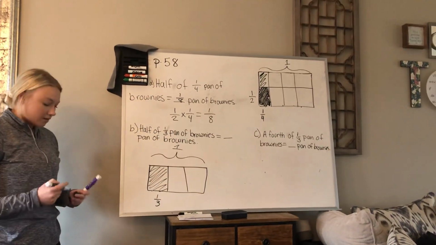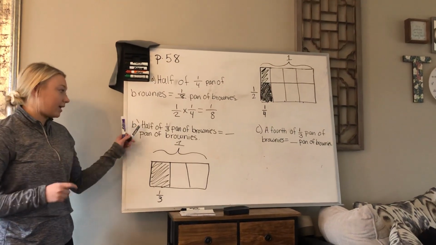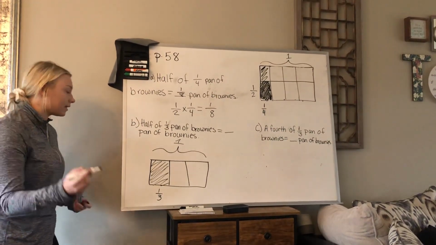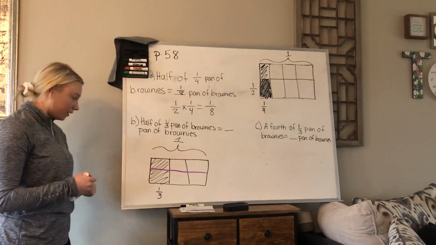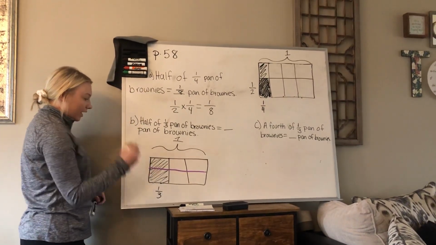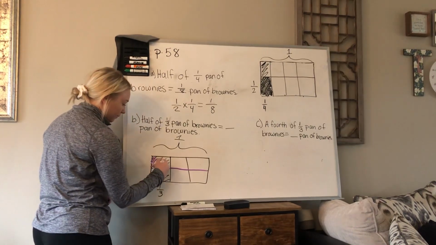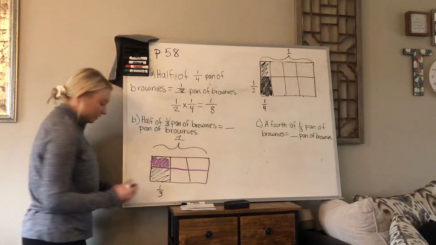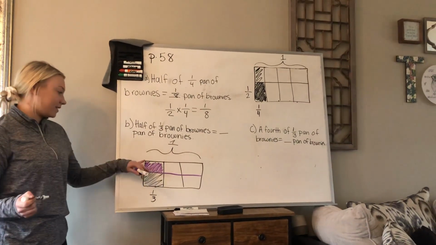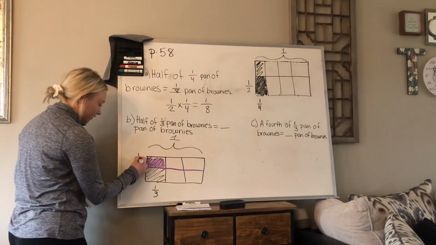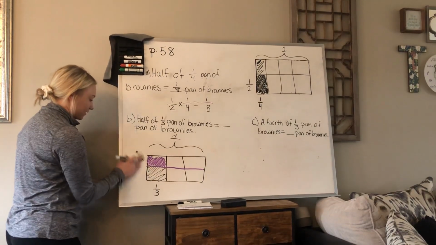Okay? So then it's saying half of that 1/3. So I'm going to split all these pans of brownies into a half, just like we did before. And I'm going to shade in 1/2 of the 1/3. I'm going to pick this one. Now she's purple. And I'm going to say, well, this is 1/2. Oh, let's stick with the purple.